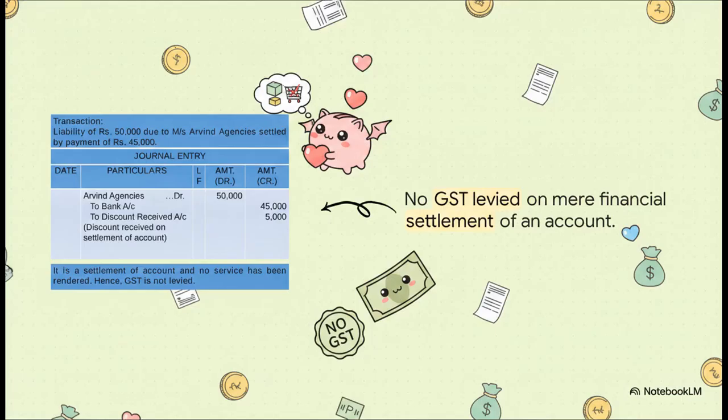Now, hold on. Here is a rather tricky scenario where a lot of people slip up. Suppose you owe an agency 50,000 rupees, but you negotiate and you settle the account quickly by paying just 45,000 rupees in cash, securing a sweet discount of 5,000. Do we reverse GST on this discount? The answer is a big no. This is purely a financial settlement of an account. No physical goods were returned and no extra services were rendered. Because there's no underlying supply happening, no GST is levied or reversed on a basic cash discount. So don't just blindly pass tax entries everywhere. Always check the core transaction.